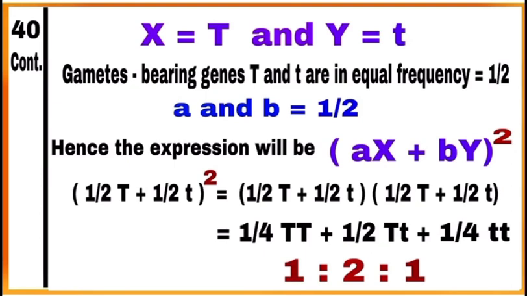So, A and B की value है 1/2 and x and y are capital T and small t respectively. Now put the values in the formula. It will be 1/2 capital T plus 1/2 small t whole square, and the value will come out to be 1:2:1, the ratio of monohybrid Mendel's cross.